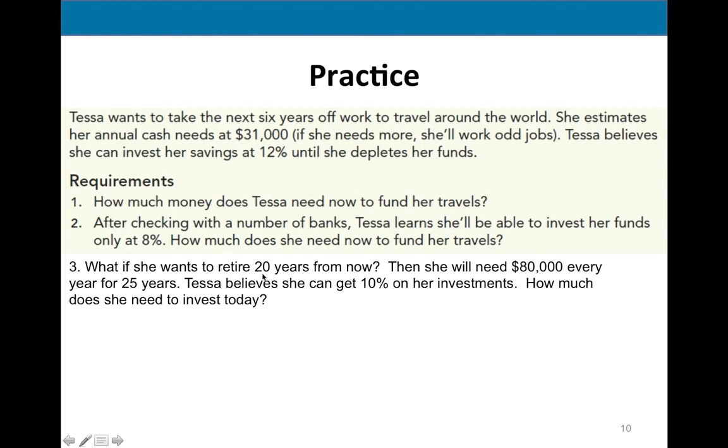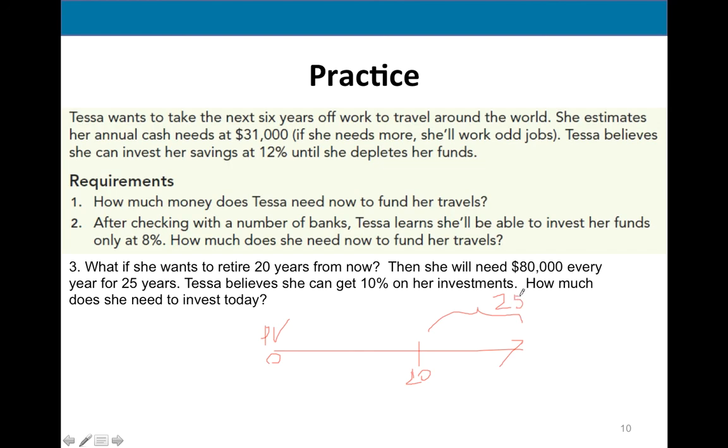I'm combining both present value of a dollar and present value of annuity. What if she wants to retire 20 years from now? So this is present. She wants to retire. This is future, 20 years. And today is 0. Today is that present value. And then she will need $80,000 every year for 25 years. So she's planning she will live for 25 years more after she retires.